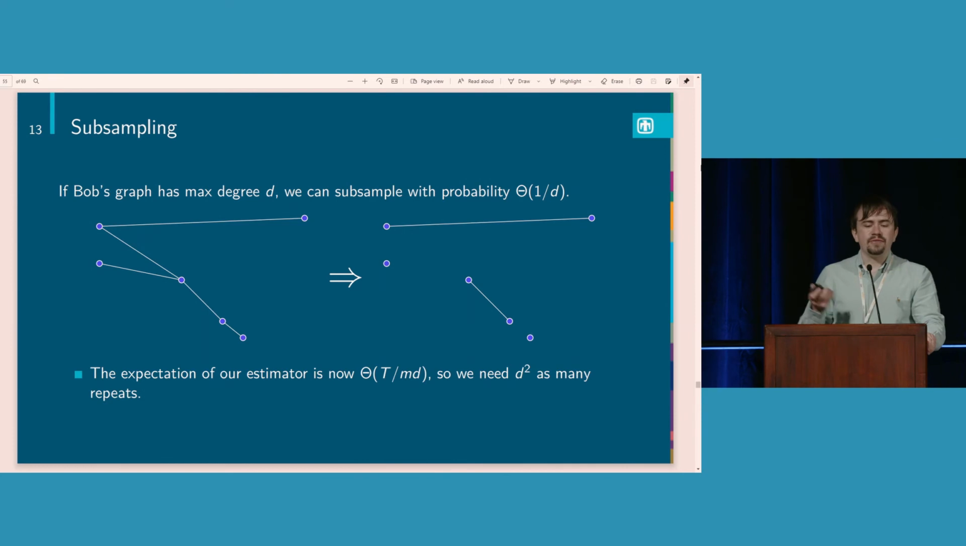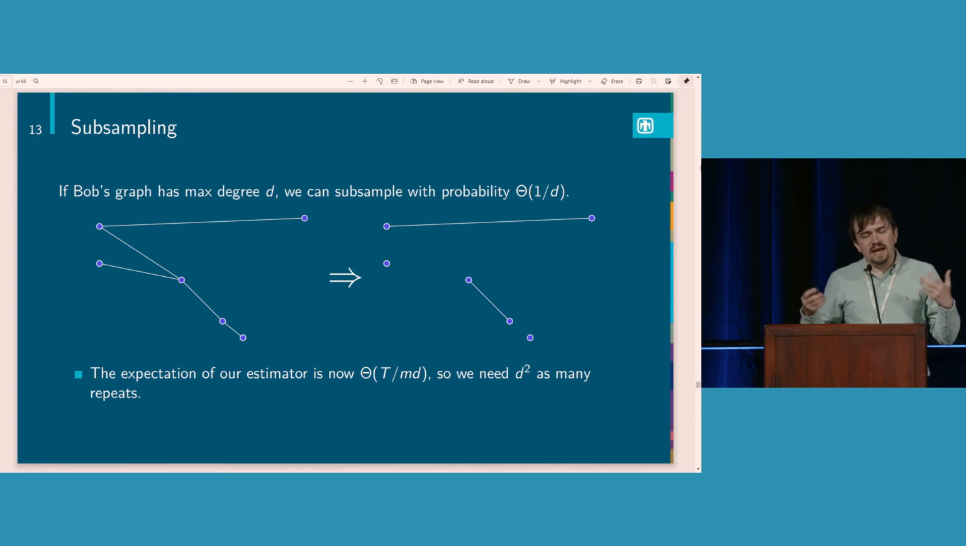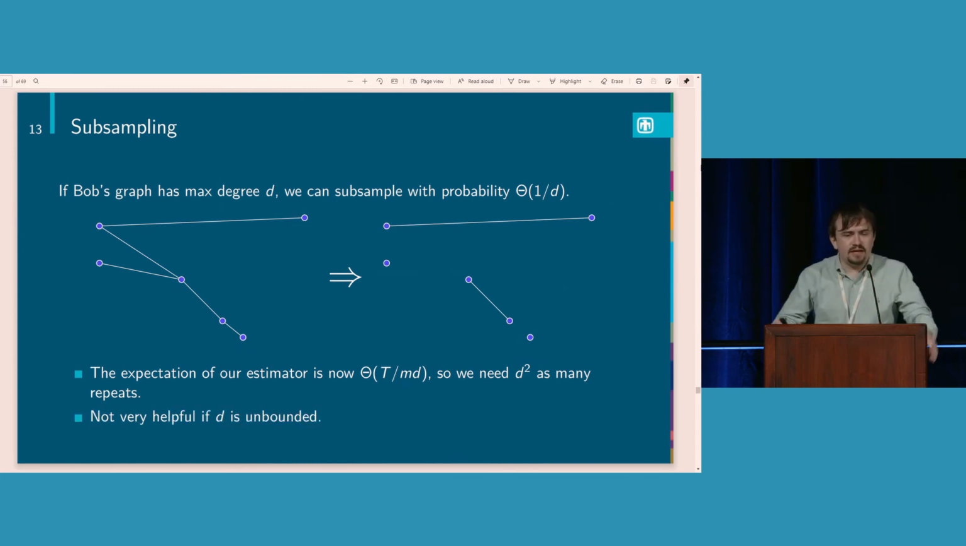And it will all be at the cost of a factor of d in the expectation of that estimator that we constructed. Because now, for every one of Bob's edges that completes a triangle with Alice's input, there's only a 1 over d chance that that edge actually appeared in the measurement basis and therefore contributed to the expectation. So they have to repeat d squared as many times as they did before. So if d is small, this is not a problem. But of course, in general, d can be as large as n. So this isn't necessarily a satisfactory solution overall.